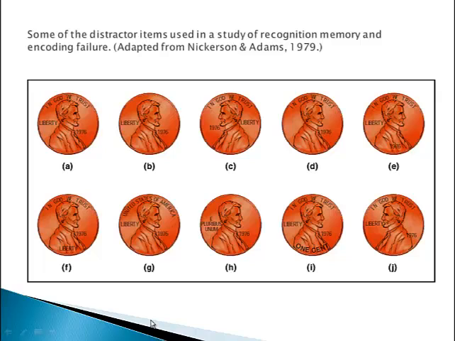Try it now. Don't look at your change. Okay, put the change away. Here is a list of 10 possible pennies. Pick one. Which is the correct penny? And do it without cheating.